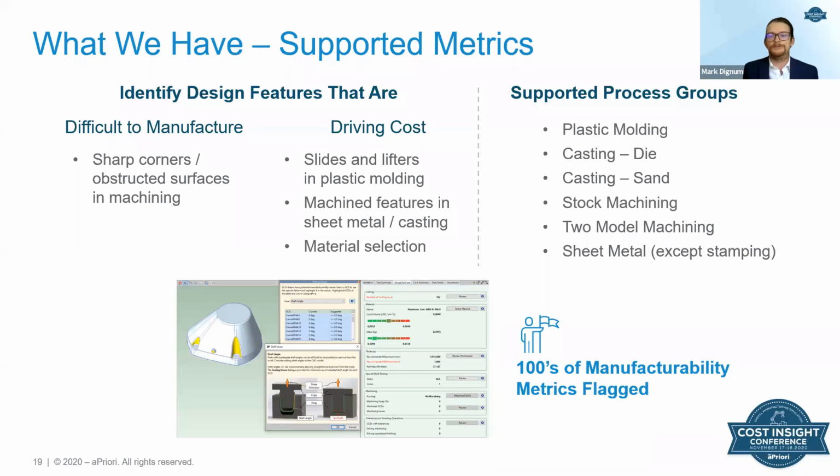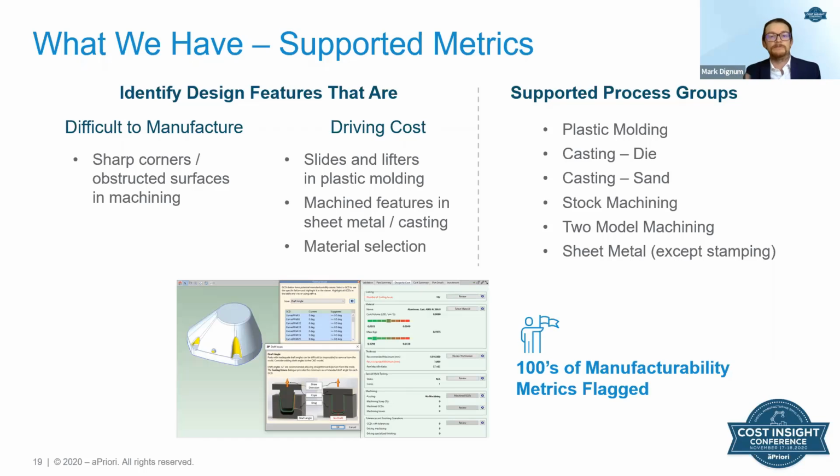And when we talk about design to cost, we're really flagging 2 types of issues. One being issues where geometry on the part is going to be really hard to manufacture. Some good examples of that are on machined parts, sharp corners or obstructed surfaces where it's just going to be really hard to get a tool to make those features. Another example is undrafted features on a casting, where if you don't have draft, it's going to be really, really hard to pull that part out from the mold.